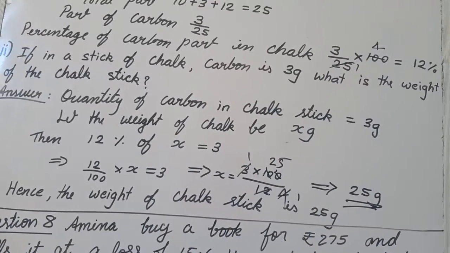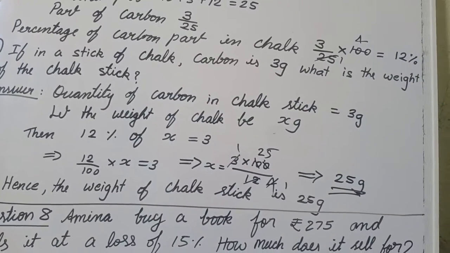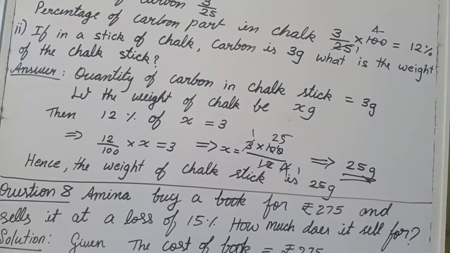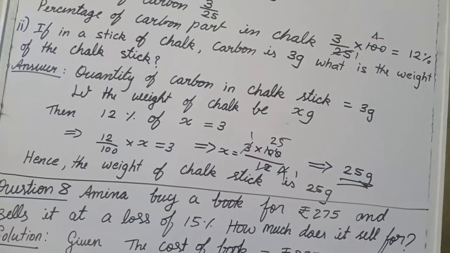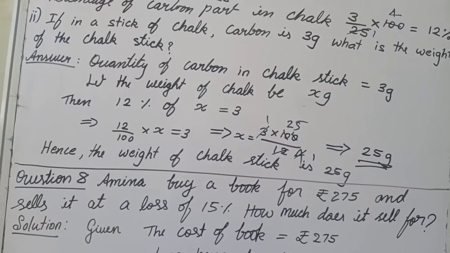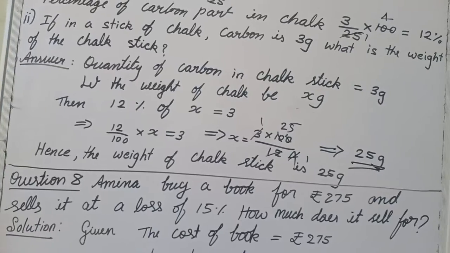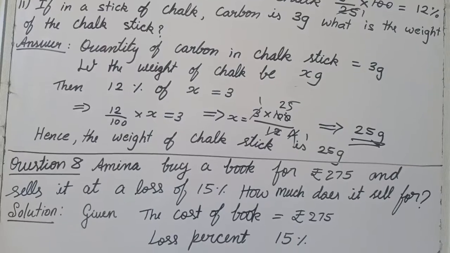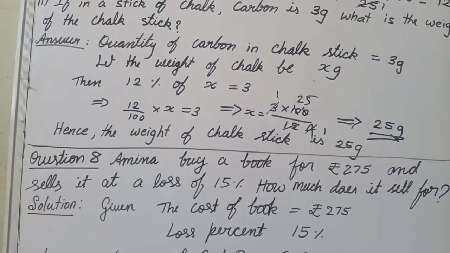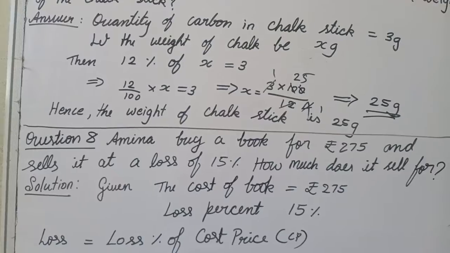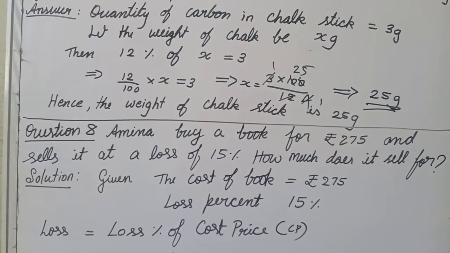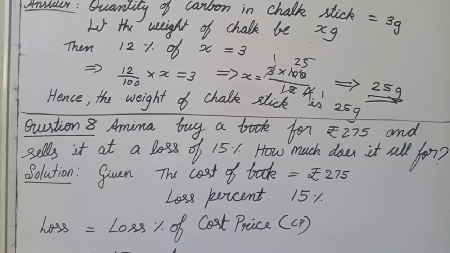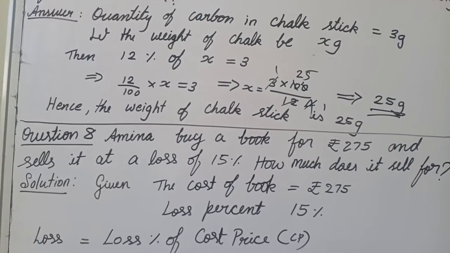Next, Amina buys a book for rupees 275 and sells it at a loss of 15%. How much does she sell it for? So let us write the solution. Given the cost of the book is rupees 275, and the loss percent is 15%. So loss is equal to loss percent of cost price. We have to find out the selling price.